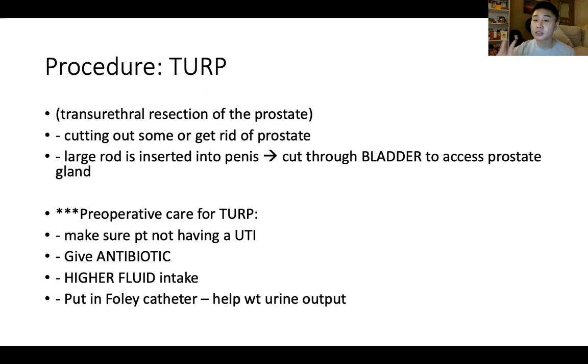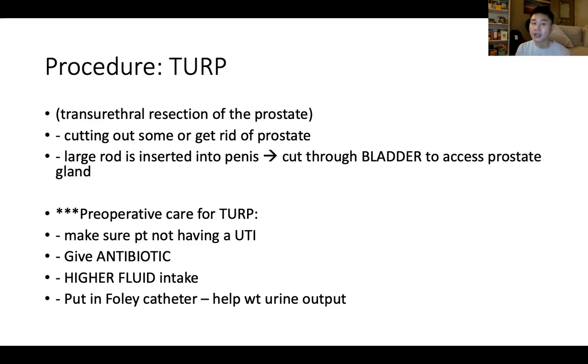If the medication doesn't work, we have to do a procedure called TURP. The TURP procedure is transurethral resection of the prostate. Okay, I want you guys to pay really close attention to this procedure. This procedure comes up on HESI, and it is an important procedure to remember because it's big. So basically, it's cutting out some or getting rid of the prostate. So it's cutting out part of the prostate or getting rid of the whole prostate. And whenever they get rid of the prostate, there will be issues with production of sperm.